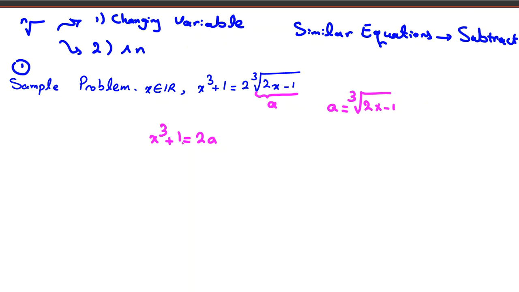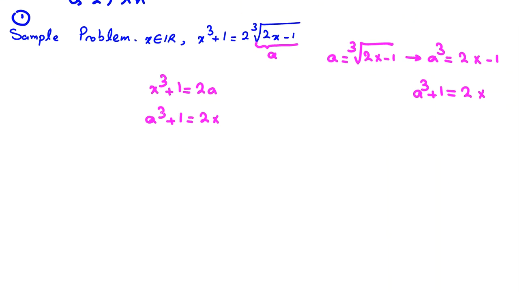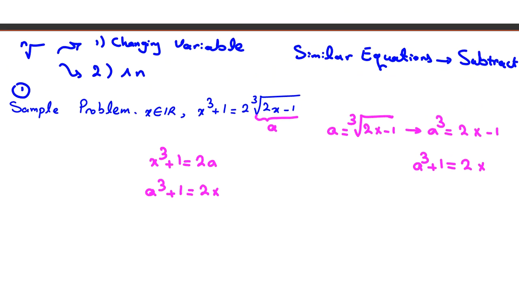I do this to get rid of the radical. Now if you raise to the power of 3, a cubed is 2x minus 1. So if I take negative 1 to the left side, a cubed plus 1 equals 2x. I write here a cubed plus 1 equals 2x. As you can see, these two equations are similar. If you swap x and a, it will be this. The idea is that when we have similar equations, we should subtract.